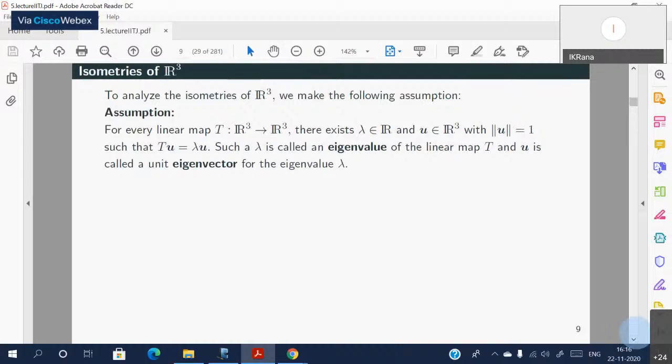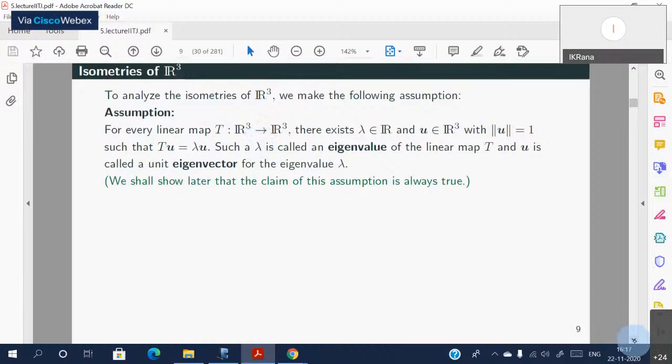So let us make an assumption that T is a linear map, R3 to R3, and let us assume that it has a special property: there is a vector u, a unit vector of length 1, with the property that Tu is equal to lambda u for some lambda. Such a lambda, we will see later on, is called an eigenvalue, and this u is called an eigenvector. And this assumption is always satisfied in R3, so we'll prove that also later on. For the time being, let us assume that such a property is true for T.